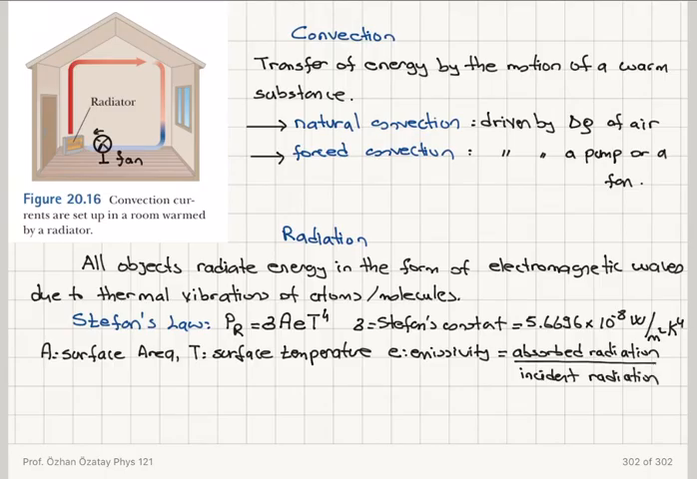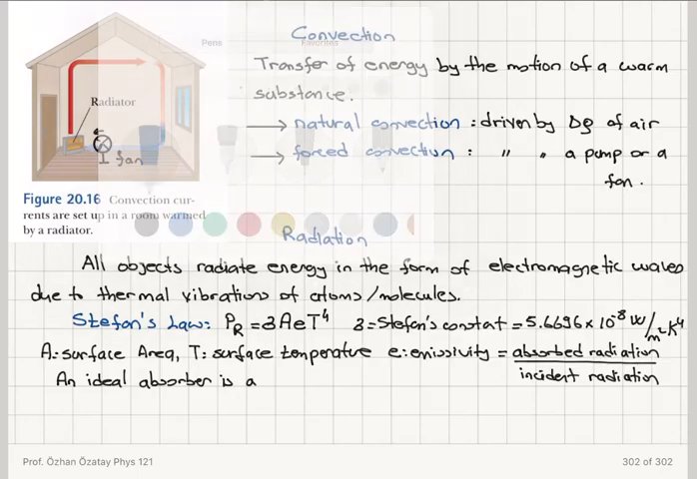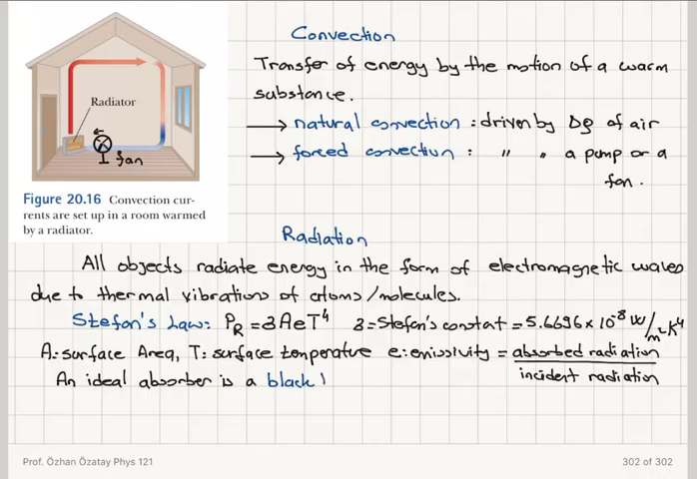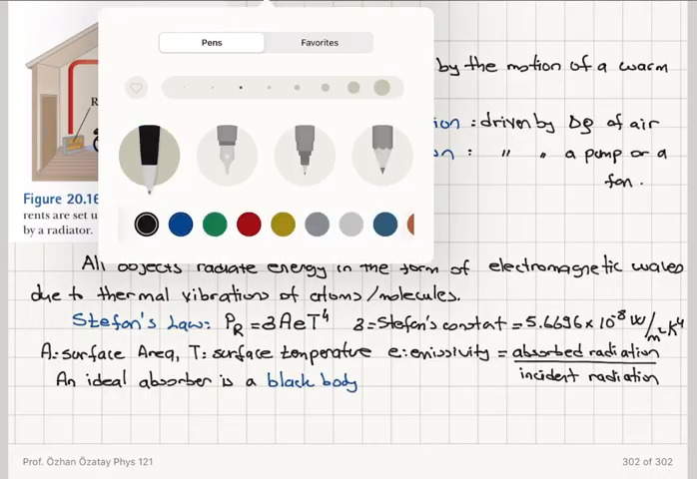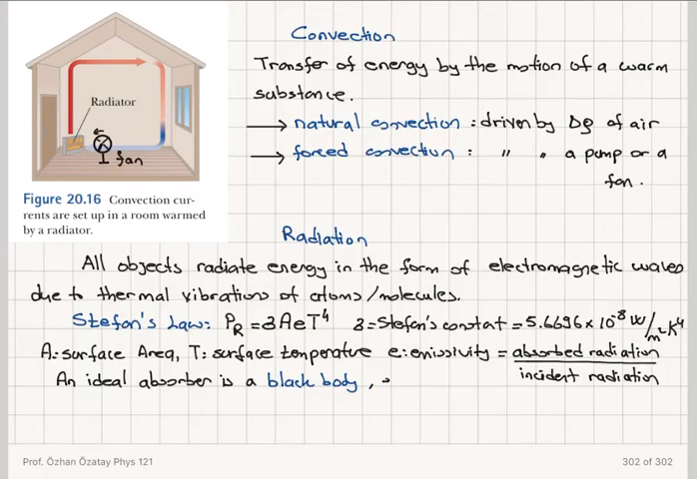So when you have electromagnetic waves hitting a surface, part of the electromagnetic waves may be absorbed, part of the electromagnetic waves may be reflected off the surface. And an ideal absorber of electromagnetic waves is called a black body, and it has an emissivity equal to 1, which means it's going to absorb all the electromagnetic waves that are incident on the surface of the object.